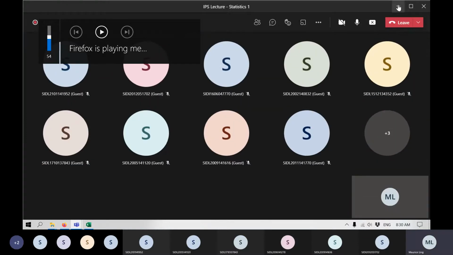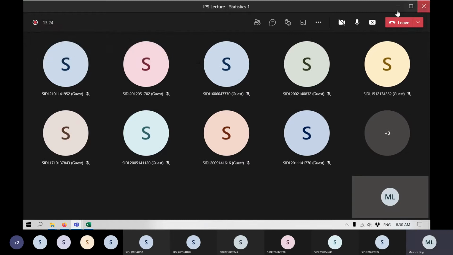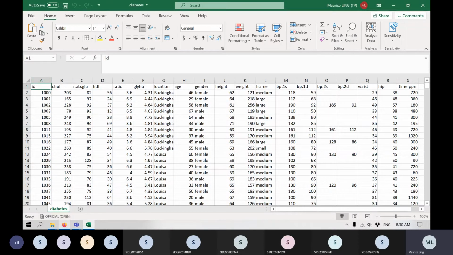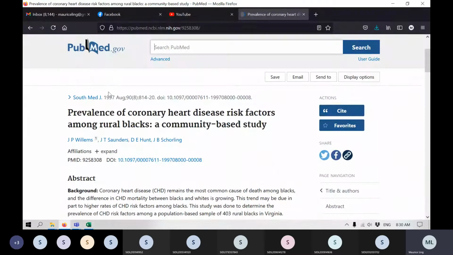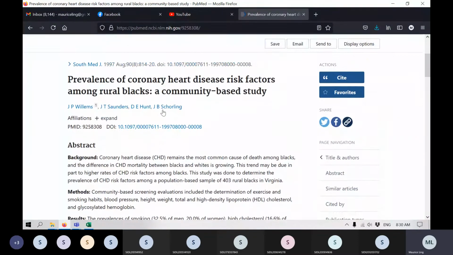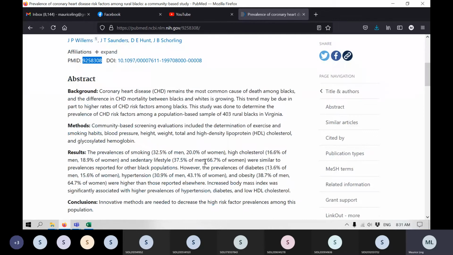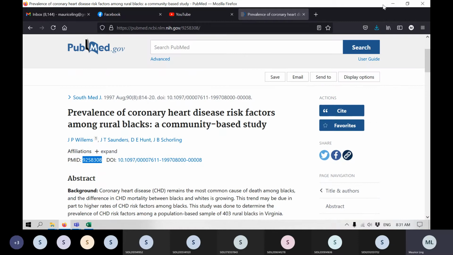Okay, so I already asked Saifu to send you the data set. Today we'll be using this data set, which is the diabetes data set. It comes from a paper in 1997. You can look up this paper on PubMed, just search for this PubMed ID, 9258308. It's looking at smoking and cholesterol in various populations.